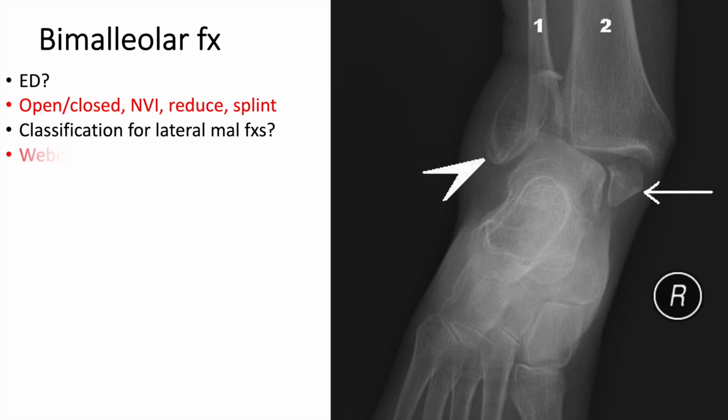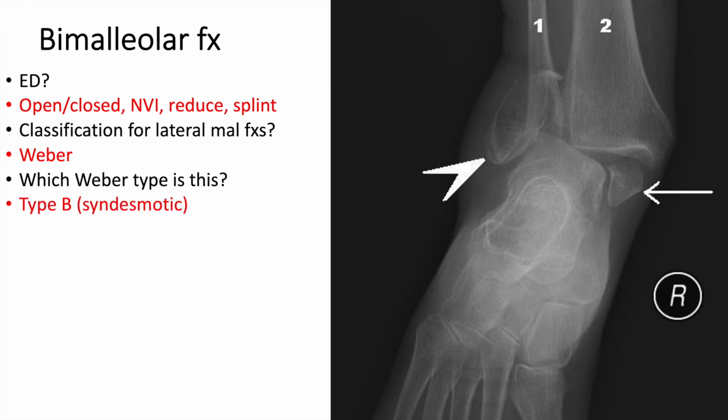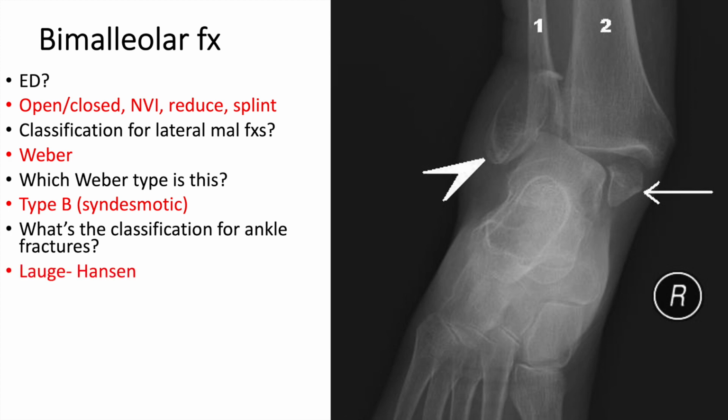All right, so it's the Weber classification. And so what Weber is this? All right, this is a type B, which is a syndesmotic fracture, a transsyndesmotic fracture. All right, so that's our lateral mal. So how about in general, what's the classification for ankle fractures? If you watched the prior video, then you'll definitely know this. So this is the Lauge-Hansen classification. All right, it's a behemoth of a classification system, so try your best. Which Lauge-Hansen is this one?